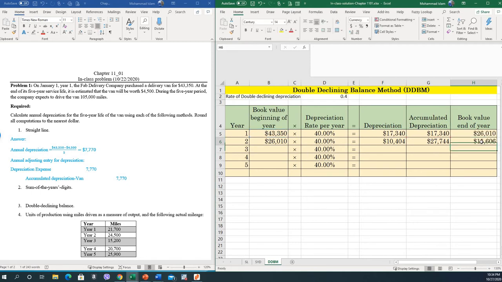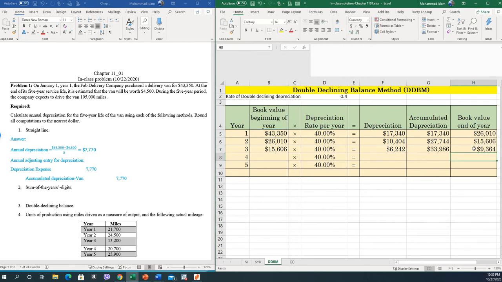Okay, and this is the book value at the end of the second year, so the book value at the beginning of the third year would be equal to the book value at the end of the second year. Okay, and now the depreciation would be the beginning book value multiplied by the depreciation rate. Okay, and the accumulated depreciation would be the second year's accumulated depreciation plus the third year's depreciation. So this is our accumulated depreciation, and the book value should be equal to the initial book value minus the accumulated depreciation at the end of third year.